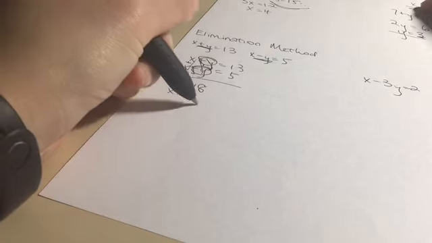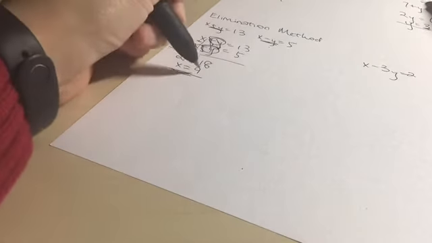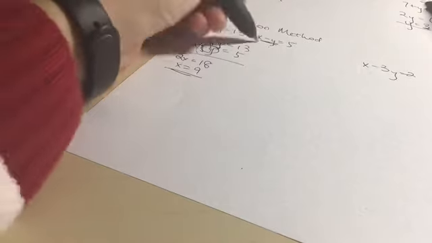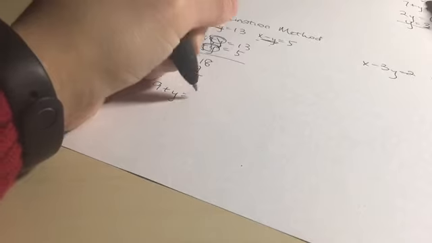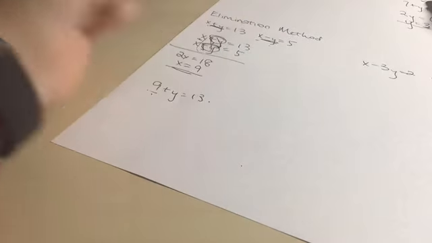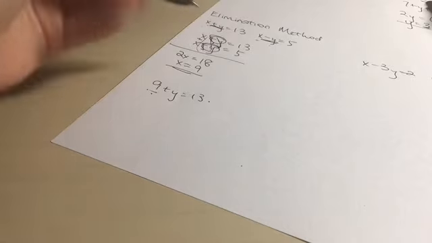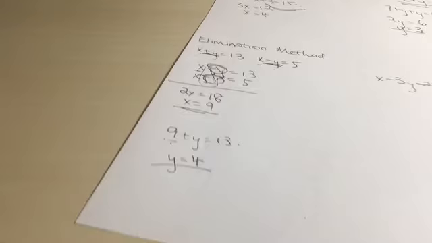Now we know what x is, we have to figure out what y is. We just insert this 9 into this or this equation. I will use this equation: 9 plus y equals 13. Move the 9 over to this side, so it's 13 minus 9, so y equals 4. And there you have your answer.